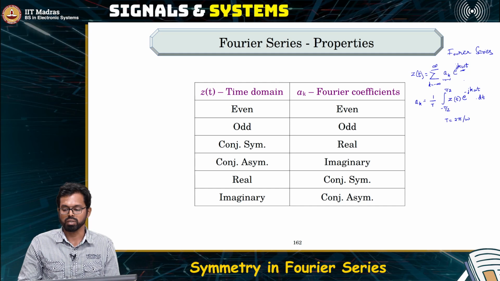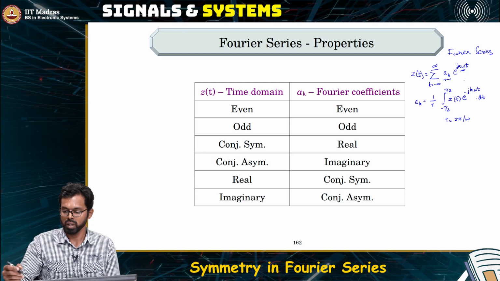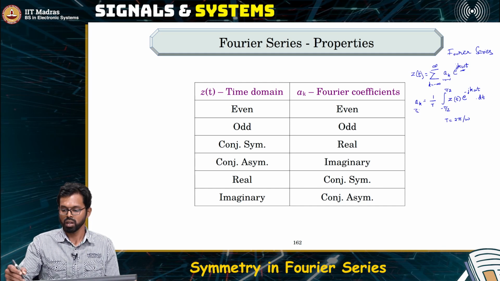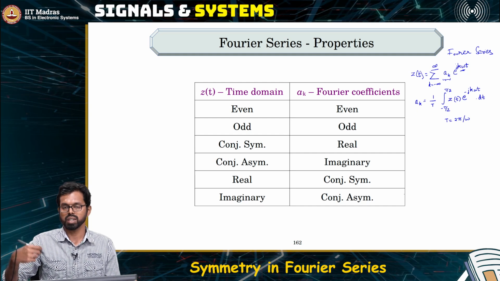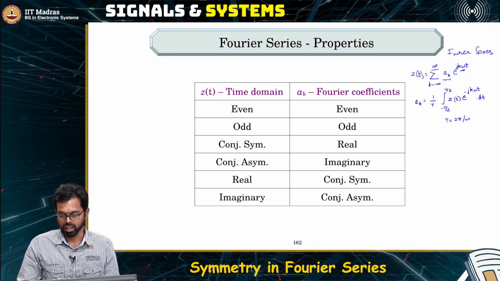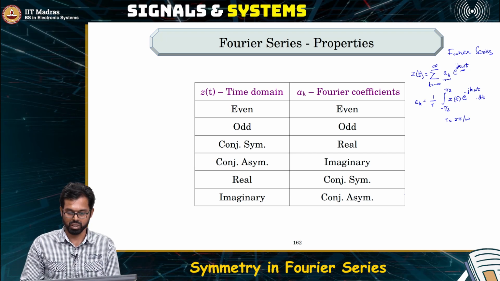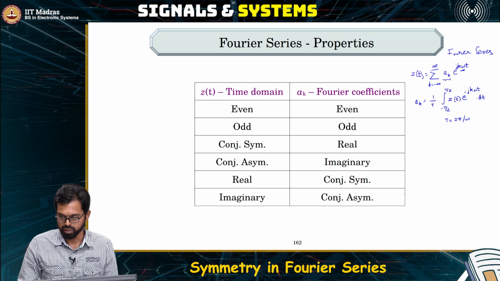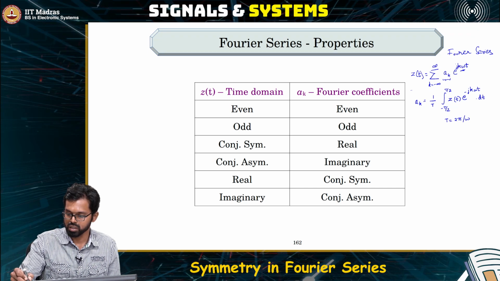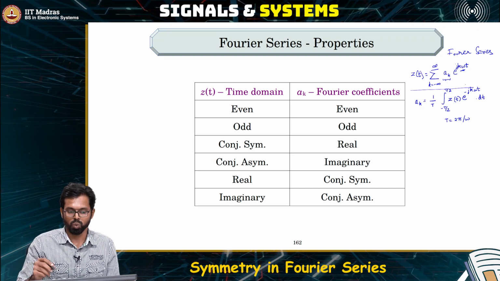So what if x of t is even? Then can we comment anything about these coefficients? So knowing these properties will really help and simplify our analysis later. So let's understand how these properties affect the Fourier series coefficients. If x of t is even, then as you can see from this relationship, what does that mean?